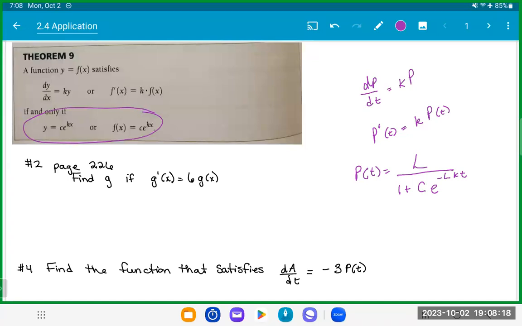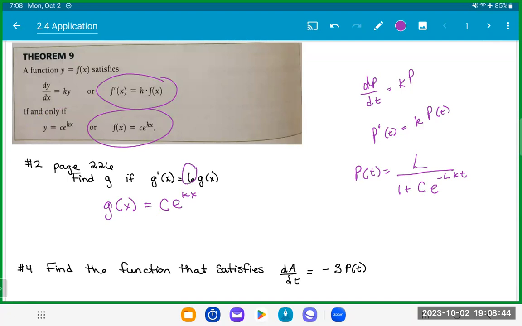So if my derivative, right, is k times my function, and my function is c times e raised to the kx, then in this case, we could say that my function g of x is simply c e to the kx, where if we look right here, this tells me that my k is equal to 6. So we could say c times e raised to the 6x. And so that's all there is to that. And you'll probably see one or so of those in your homework for practice as well. Okay?